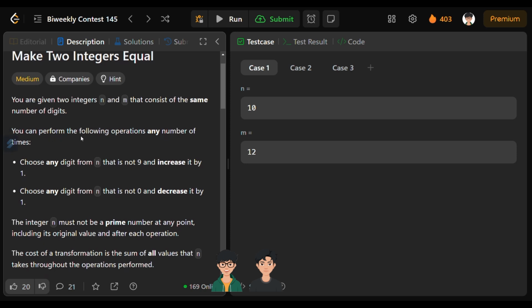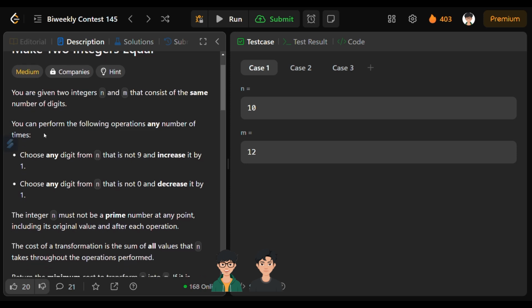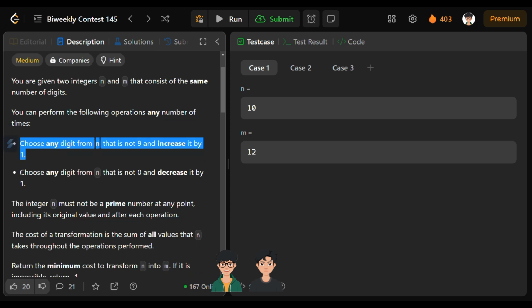There are some operations given, and in each operation we can pick any digit and increase it by one, or we can pick any digit and decrease it by one. But the condition is that while increasing we can't pick the digit 9, because if we pick 9 it will increase to 10, but we don't want that. And while decreasing, the digit should not be 0, because it will become -1.